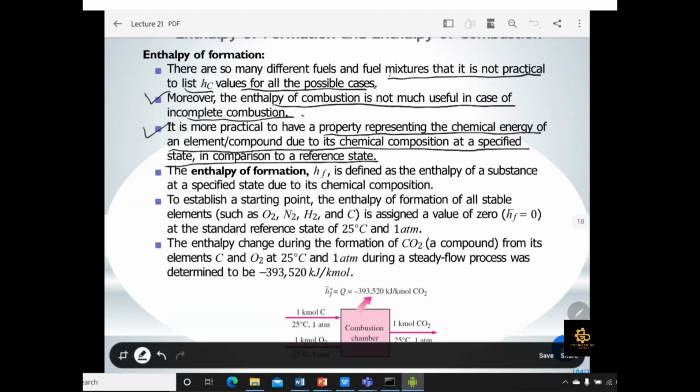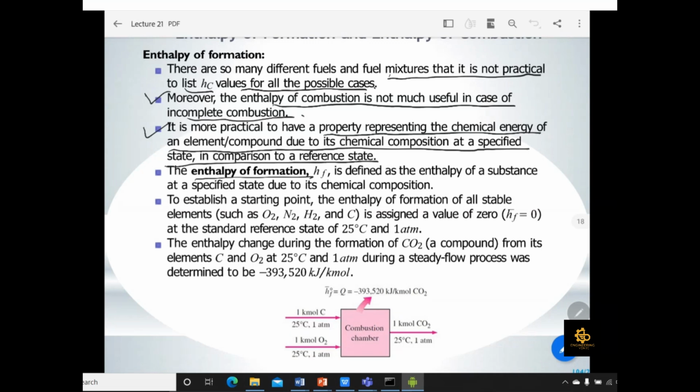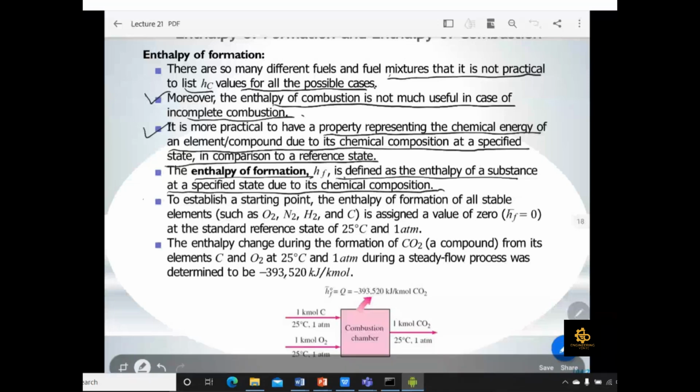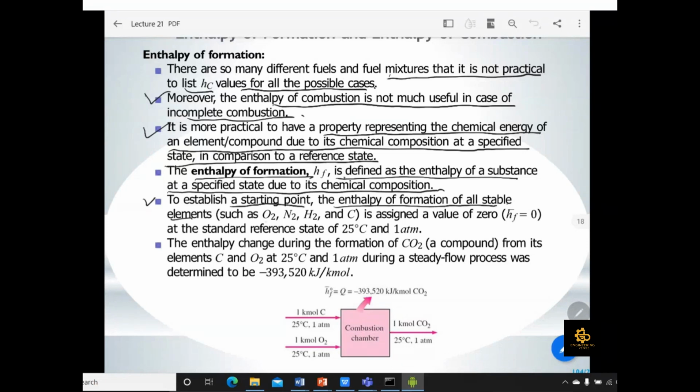Okay, so now we can define the enthalpy of formation, which you already discussed in the previous slide. We represent the enthalpy of formation by hf, defined as the enthalpy of a substance at a specified state due to its chemical composition. And when analyzing a combustion equation or combustion problem statement, the first thing you have to know is that to establish a starting point, the enthalpy of formation for all stable elements such as O2, N2, H2 and carbon is assigned a value of 0.